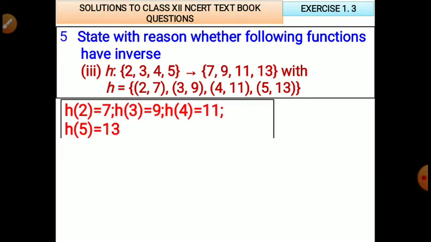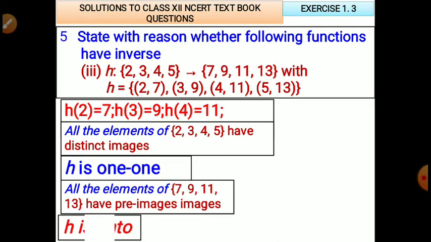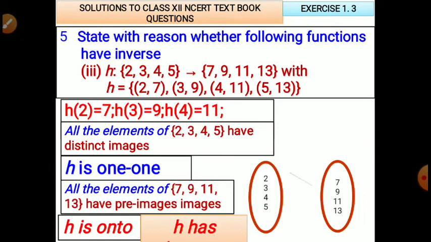Whenever this function is given to you, all the elements 2, 3, 4, 5 have distinct images, so it is one-one. Whether it is onto or not also you need to check. It is onto, because all of them have pre-images. So it is an onto function and a one-one function, so it has an inverse. And here is the method to find the inverse.